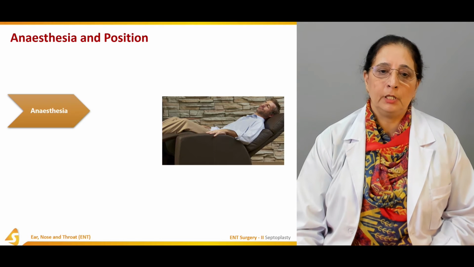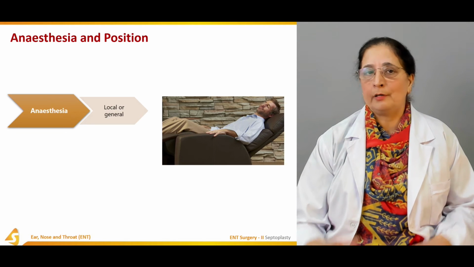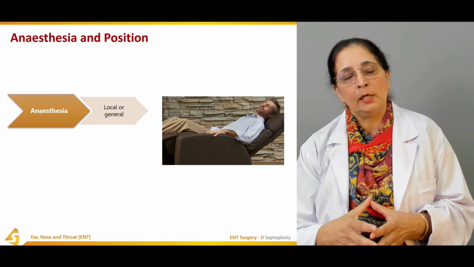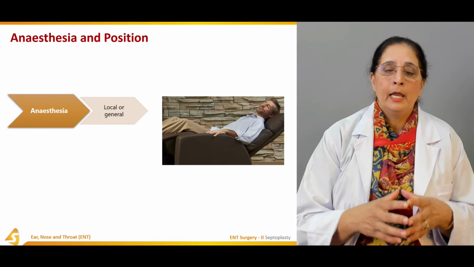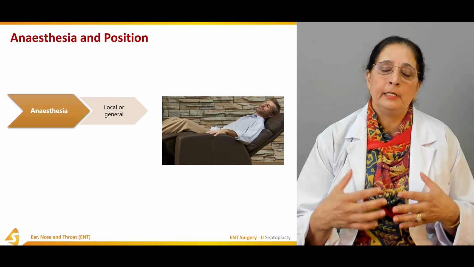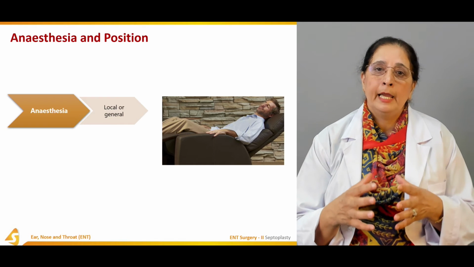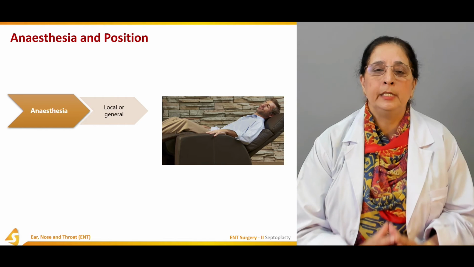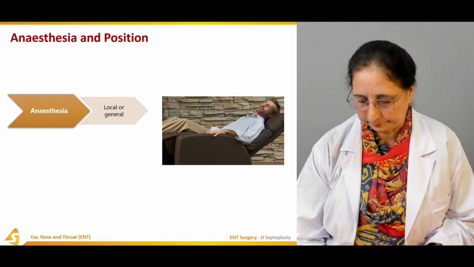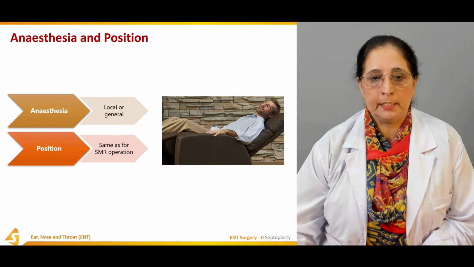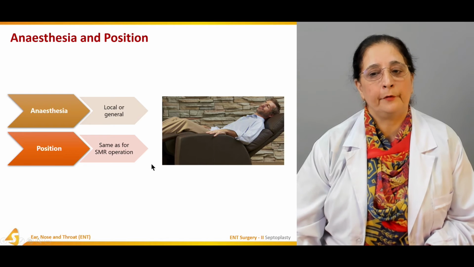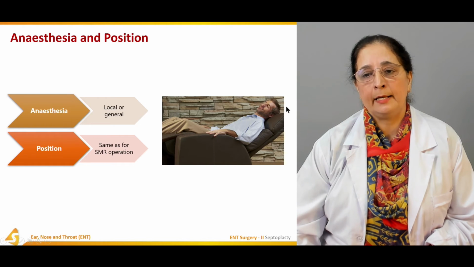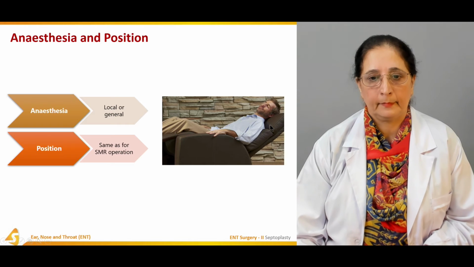Anesthesia and position. Anesthesia can be local or general, as with all ENT surgeries. In a cooperative adult patient, local anesthesia is preferred. In children and anxious, uncooperative patients, general anesthesia is usually given. Position is the same as for the SMR operation. The patient is in the reclining position with the head elevated.